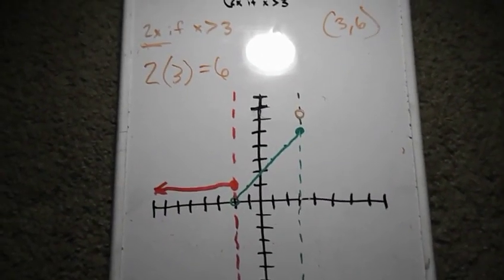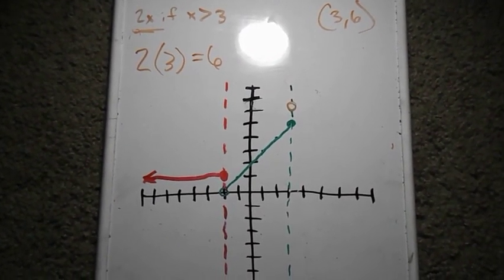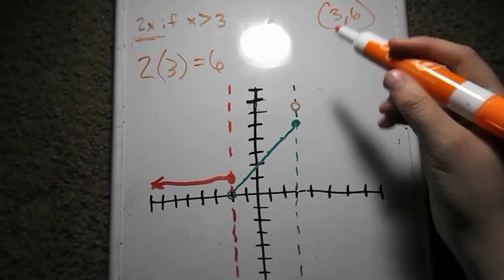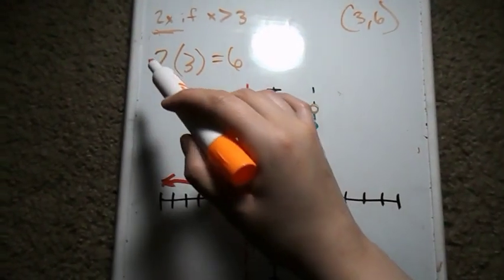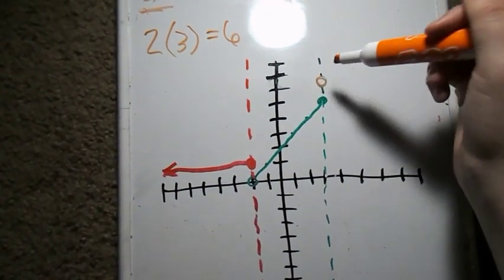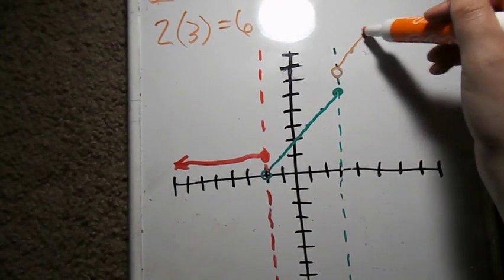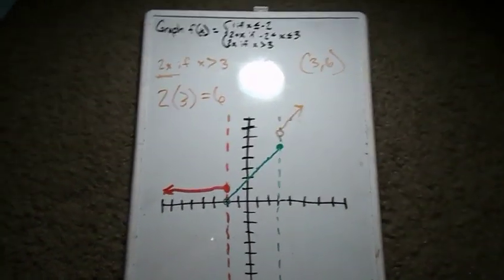Now we will have an open circle, because in the function it says x is greater than 3, not greater than or equal to. And then we continue to graph it by going up 2 over 1, because as you can see, the slope equals 2 over 1. So you go up 2 over 1, and then you draw a line continuing up. And that is how you graph this piecewise function.